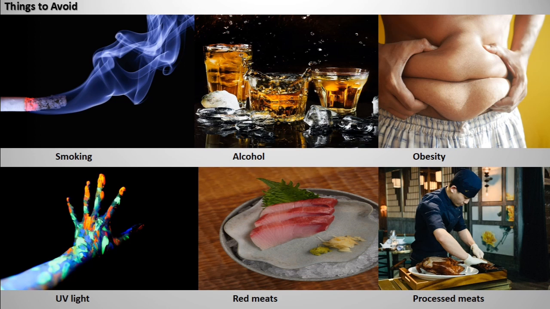Alcohol. Excessive consumption of alcohol causes cancer. Obesity. Due to obesity, the level of a few hormones like insulin increases above the normal level, which leads to cancer. Ultraviolet light. UV light is a mutagenic agent. It causes mutation in DNA, leading to cancer. Red meat and processed meats. It is reported that excessive consumption of red and processed meat leads to colorectal cancers.